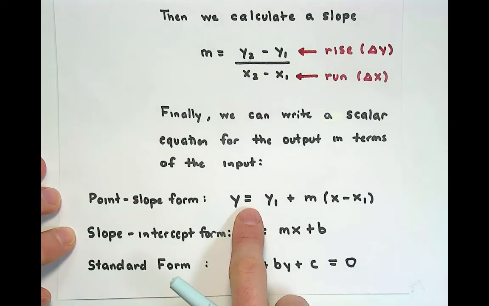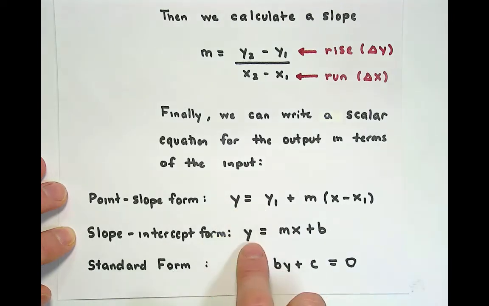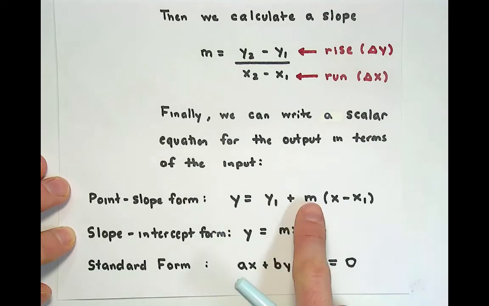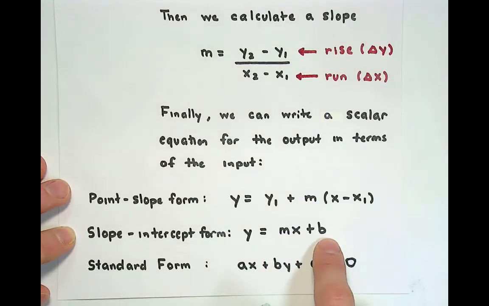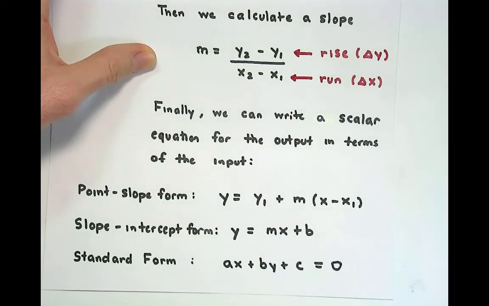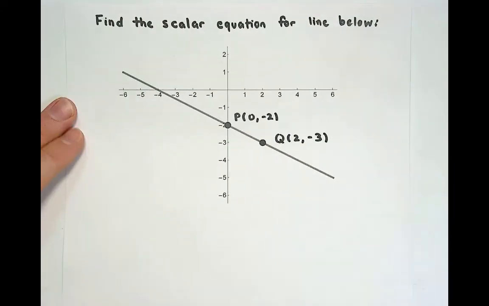We can use this to transform our general equation in point slope form into slope intercept form, which is the famous y equals mx plus b. M is the same slope, and b is the y coordinate of the y-intercept. And then we can do a little bit of algebra to turn it back into standard form. That is a review of our knowledge of scalar equations for a line. Let's go ahead and use this review in practice.